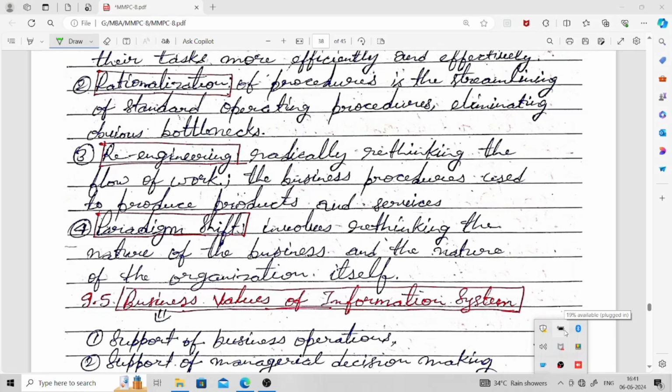It means changing the nature of the business and the nature of the organization itself, because as the business changes, the organization will also change. So in the case of paradigm shift, we rethink the business, and then there is a change in the nature of the organization itself. So these are the four.